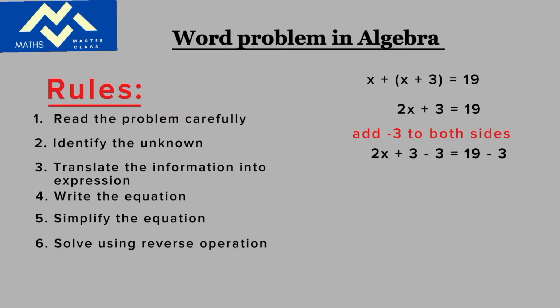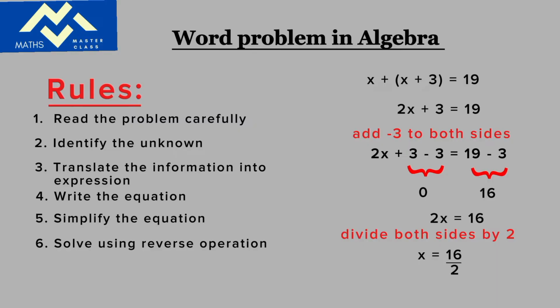2x plus 3 minus 3 equals 19 minus 3. 3 minus 3 equals 0, and 19 minus 3 equals 16. Then, 2x equals 16. Since 2 is multiplying x, we undo by dividing both sides by 2. X equals 16 divided by 2 equals 8. 7. Write your final answer. X equals 8. Always check what the question asked to be sure.